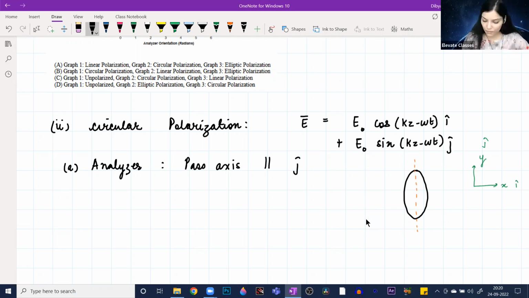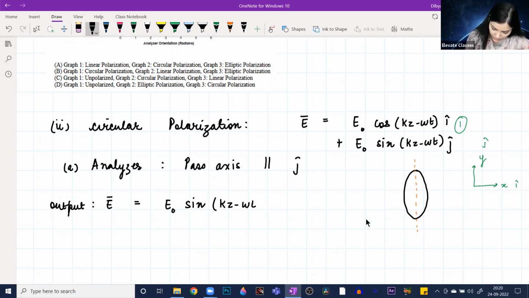So now what will happen? Incident electric field kya hai? It is given in equation 1. Okay, so this incident electric field falls onto my analyzer, and what will I get? I will get output mein, what will I get? I will get that E is now equal to E naught sin(kz minus omega t) j cap. Correct? Because I cap component will get completely blocked. Only the component which is parallel to my analyzer pass axis will be passed.